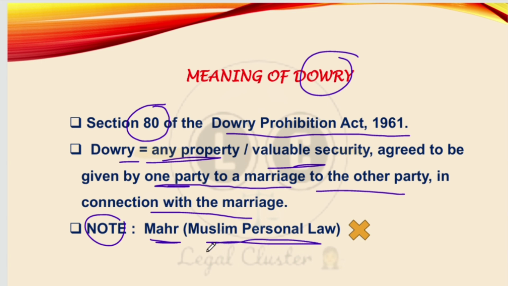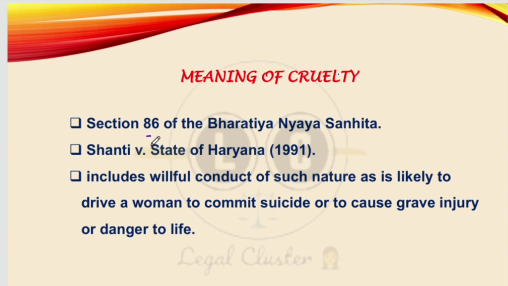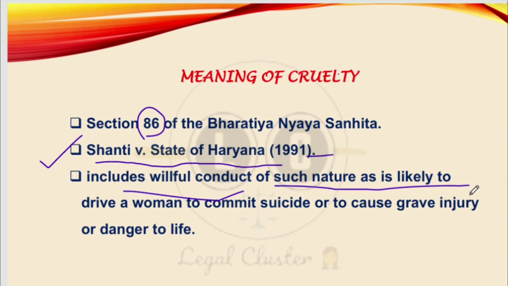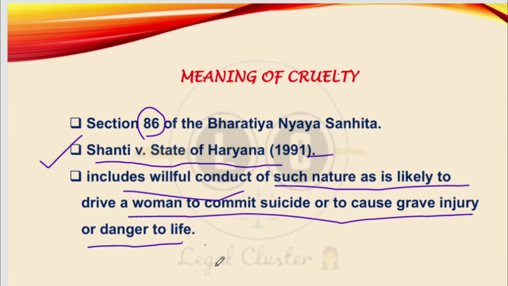Now let us know what cruelty means. Cruelty is defined in Section 86 of the Bharatiya Nyaya Sanhita. Please remember that while you explain cruelty, you must mention a very landmark case, and the case is Shanti v. State of Haryana of 1991. In this case, the Supreme Court held that the meaning of cruelty applicable to cruelty offences can also be applied to dowry death cases. Cruelty includes willful conduct of such nature as is likely to drive a woman to commit suicide or to cause grave injury or danger to life, as well as harassment with a view to coercing her or her relatives to meet unlawful demands for dowry.